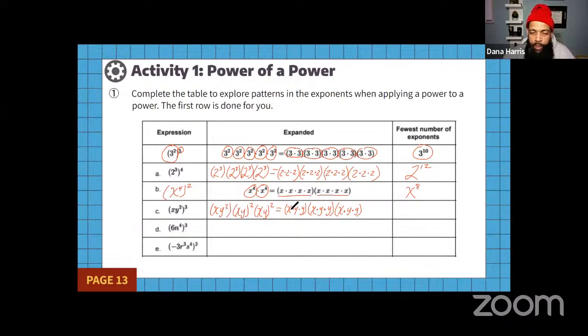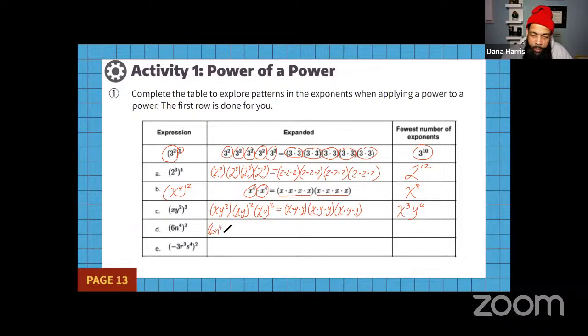So let's put it all together. How many x's do I see? I see 3 x's. So x to the 3rd power. And then how many y's? I see 1, 2, 3, 4, 5, 6. Y to the 6th power. And that's it. We don't know what the value of x or y is, so we can't do much more to it. But when we get to D, we're going to see a little more.